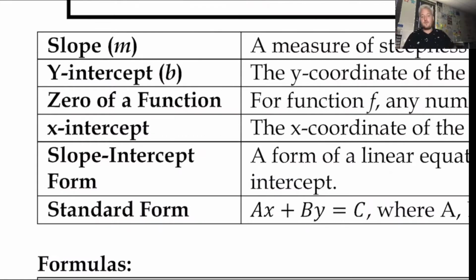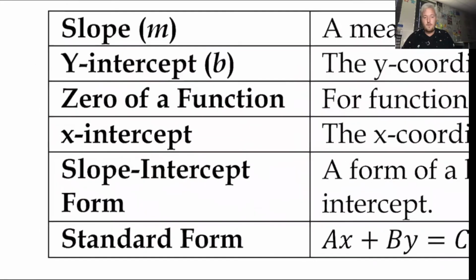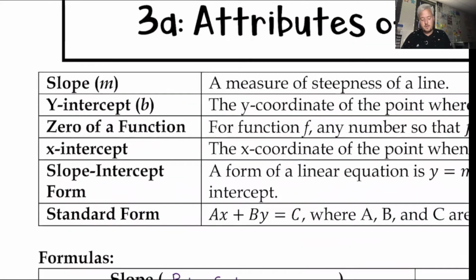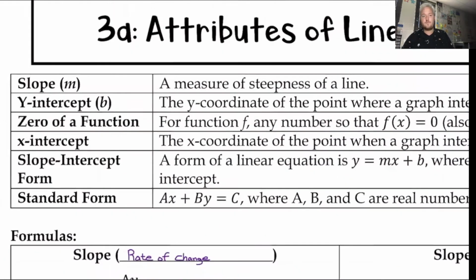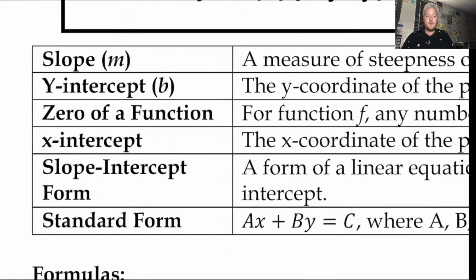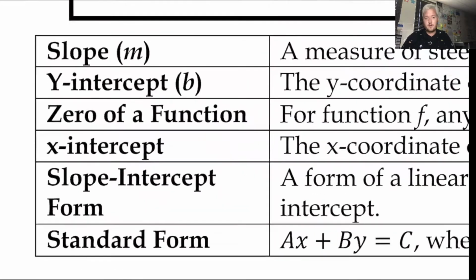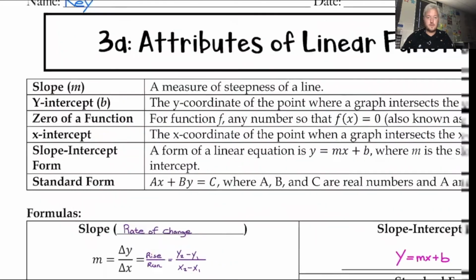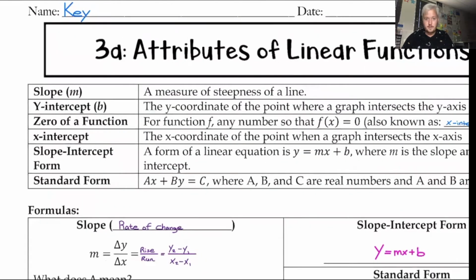There's a few things that you need to be familiar with before we really dive in. We have what we call the slope, which is the measure of steepness. What you're also going to see slope being called is rate of change. Your next thing that we're going to look at is called the y-intercept. The y-intercept is essentially just where it crosses the y-axis.